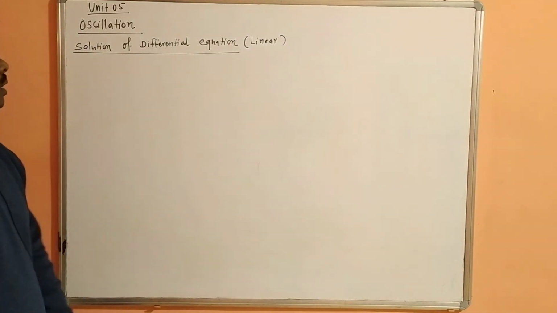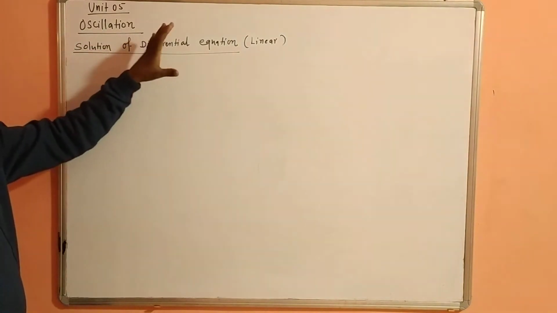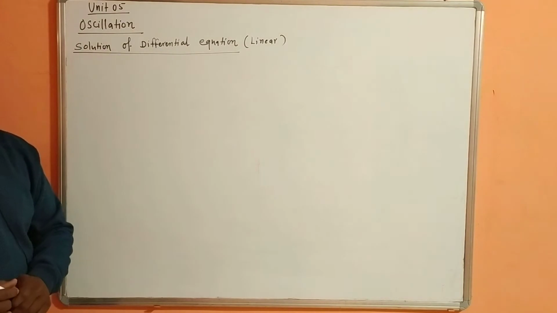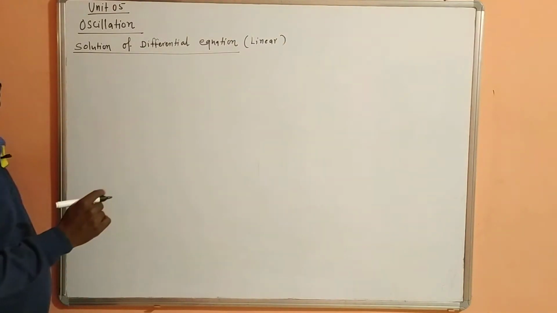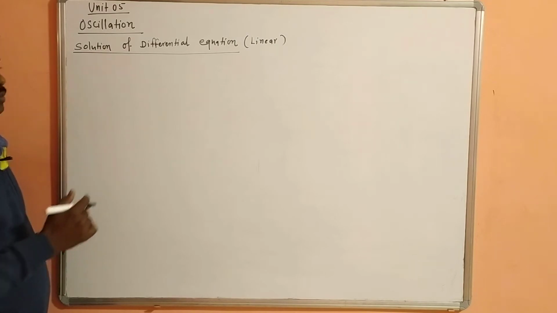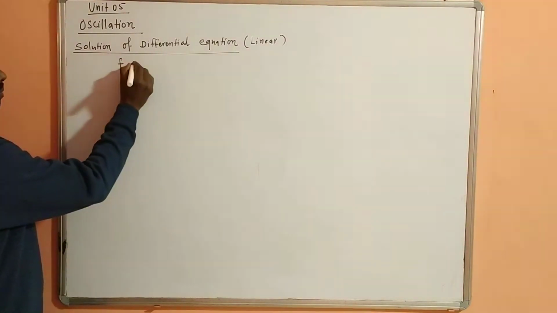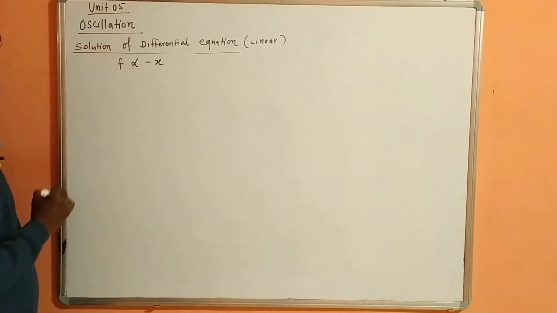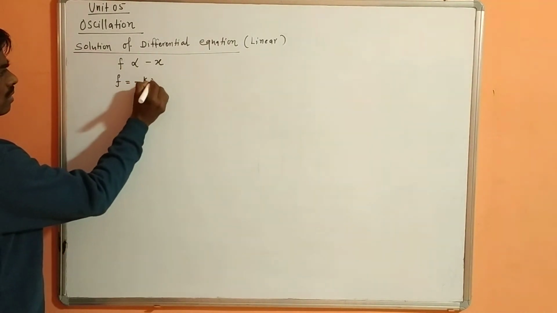Students, today we will discuss solution of differential equation, linear differential equation. We know that in case of linear SHM, the force acting on particle is directly proportional to displacement, but their directions are opposite. Therefore, we can write F is equal to minus kx.